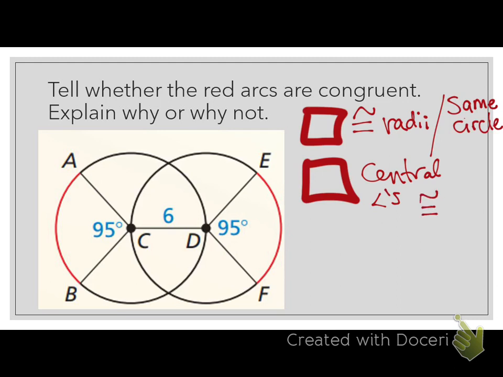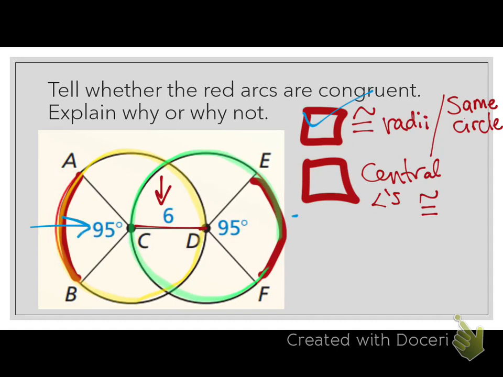So looking at this picture, we're trying to figure out if AB and EF are congruent to each other. Let's look at where AB is. What is the radius of the circle I've highlighted? It is 6, right? It's CD. What about for the other circle? 6. It is also 6. So do they have the same radius? Yes. They weren't in the same circle, but they have the same radius. And then are their central angles congruent? Yes, 95 and 95. So are these 2 circles congruent? Yes, and you would tell me the reason.